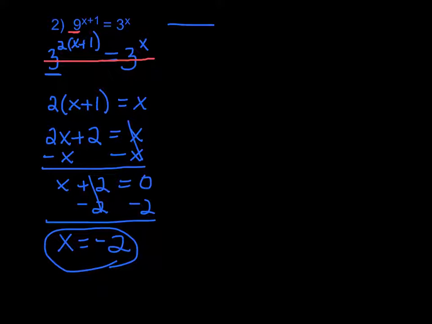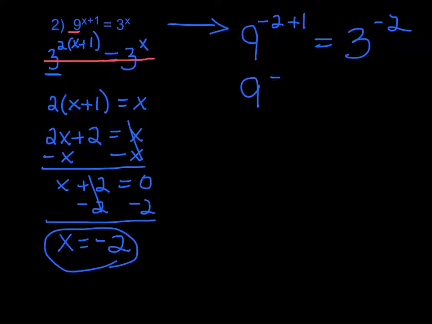Now, if you look at step 4, it says to check in the calculator. So I'm going to go back to the beginning here, and write 9 to the x plus 1, where I know my x is -2, equals 3 to the x, and again, I know my x is -2. Well, this is 9 to the -1 equals 3 to the -2. You can plug this into your calculator, and you just want to make sure that the left side and the right side equal one another. Over here I get 1/9, and over here I get 1/9. So then I know that everything is good.